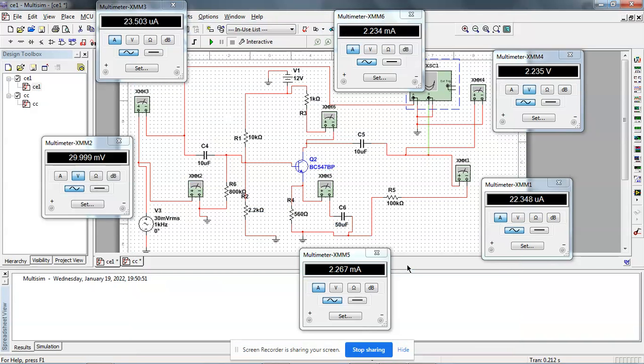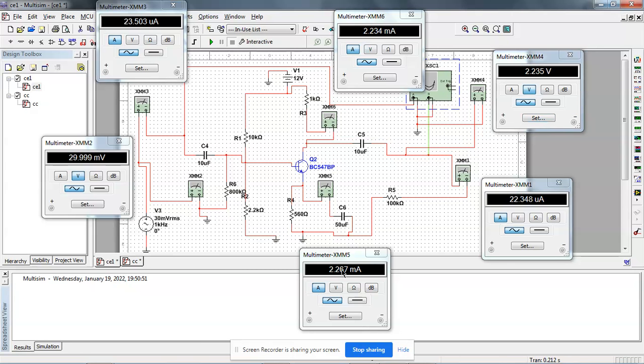Today we are going to learn about input and output impedance of common emitter and common collector circuit. And as you can see in the screen, this is a common emitter circuit, and these are all the readings from the multimeters. This is input voltage, this is IB, this is IC, this is IE. These are output voltages and currents.